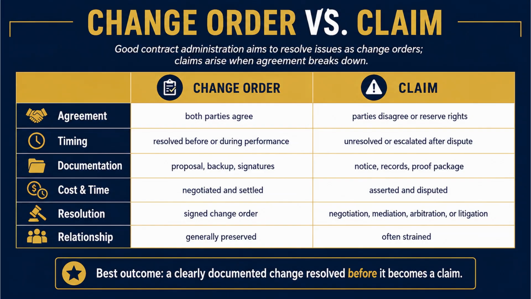Resolution. A change order ends with a signed change order, clean. A claim ends with negotiation, mediation, arbitration, or litigation. That ladder we just climbed. Relationship. And this is the one I really want you to feel. A change order generally preserves the relationship. A claim often strains it.